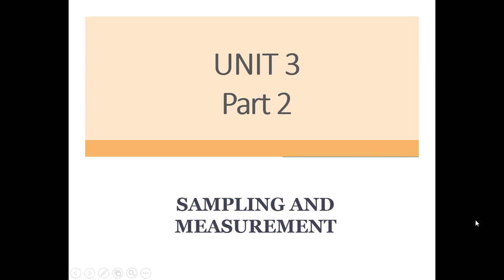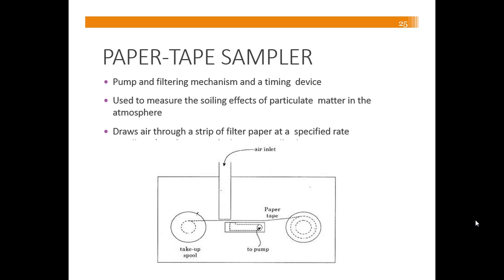And now we continue with our lesson on sampling and measurement. So now we look at our paper tape sampler, and this particular instrument is used to measure the soiling effects of particulate matter in our air. It's constructed of a pump. There's also a filtering mechanism and also a timing device.